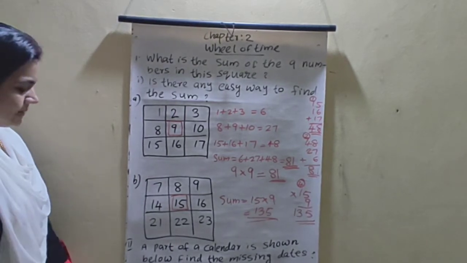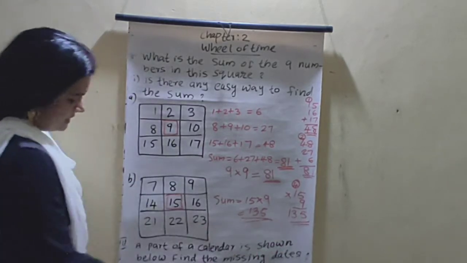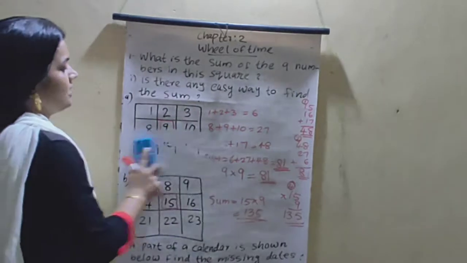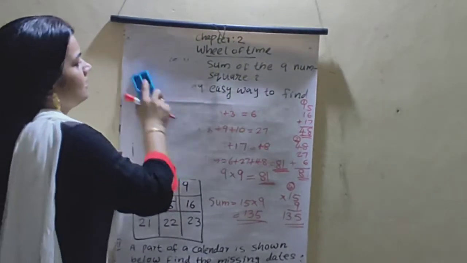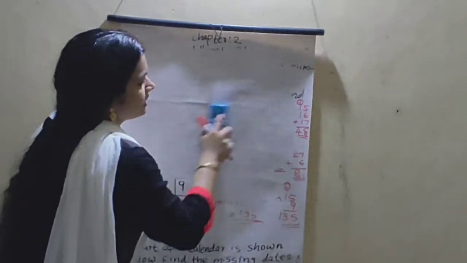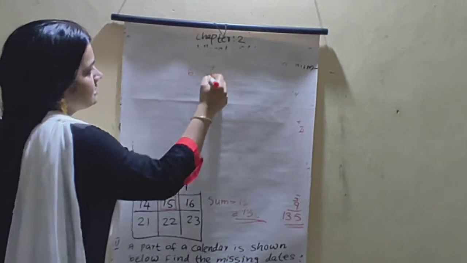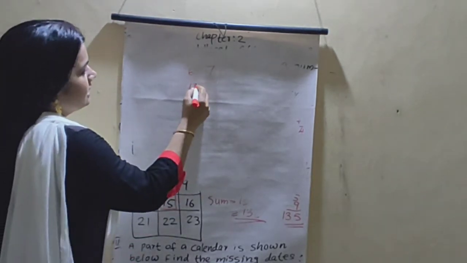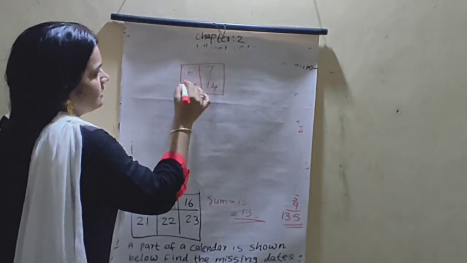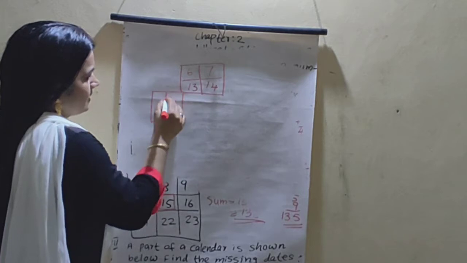Okay, children. Then what about the second type of problem? A part of a calendar is shown below. Find the missing date. What is given? A part of the calendar is given: 6, 7, 13, 14. Then we need to find out the missing numbers.